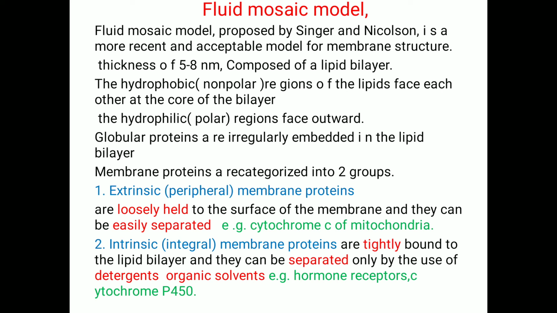Next, intrinsic membrane proteins, also called integral membrane proteins, are tightly bound to the lipid bilayer, and they can be separated only by the use of detergents and organic solvents. You see the difference? Extrinsic, loosely bound. Intrinsic, tightly bound. Extrinsic, easily separated. Intrinsic proteins cannot be separated that easily, only by detergents and organic solvents. Examples are hormone receptors and cytochrome P450. These are intrinsic membrane proteins.